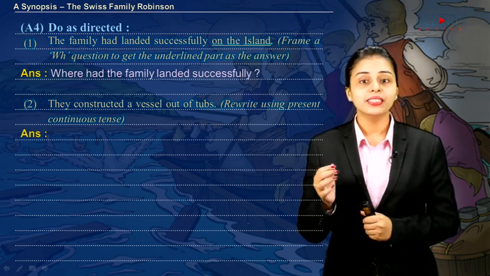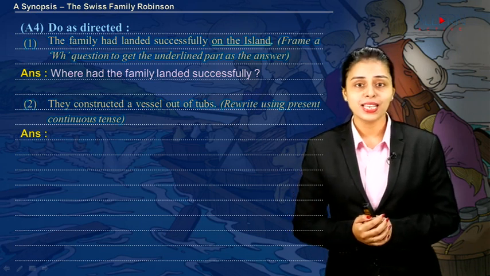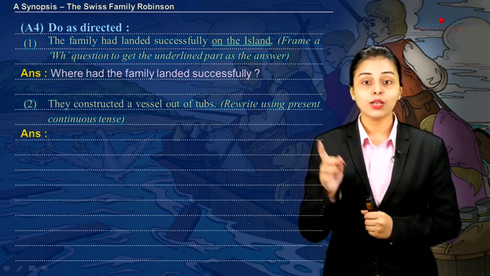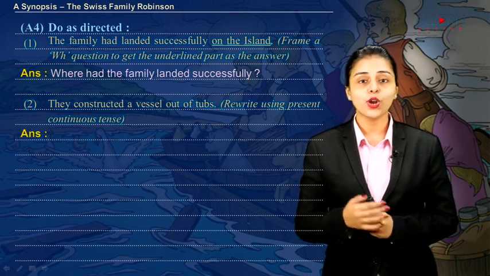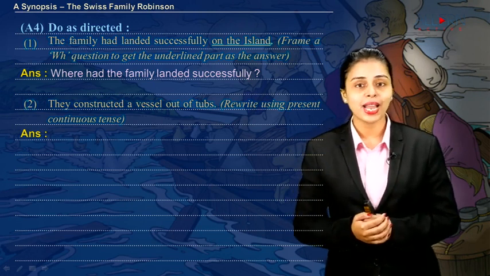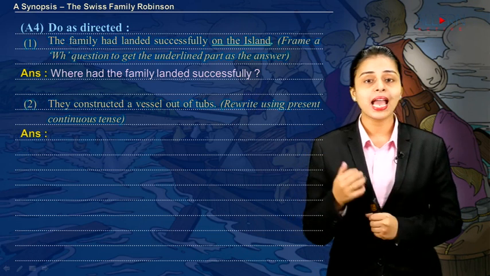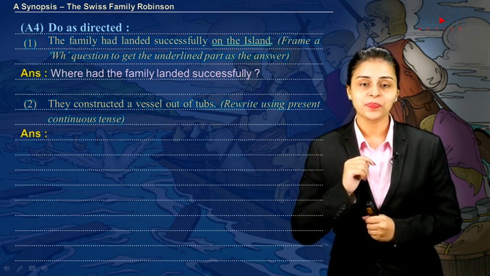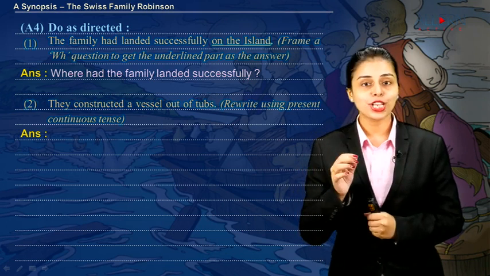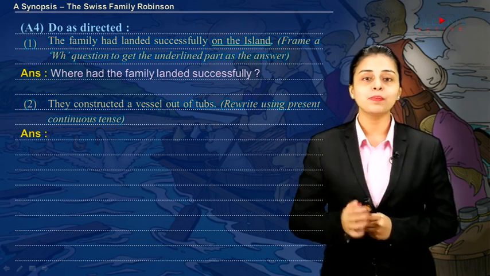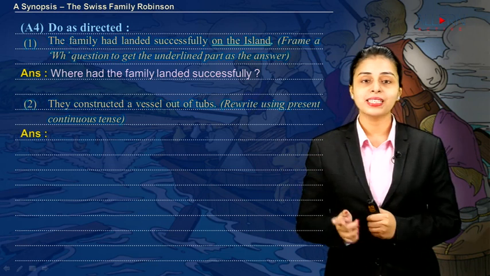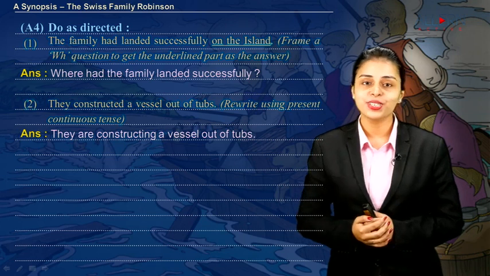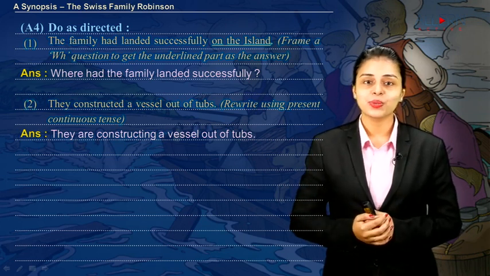The next one. They constructed a vessel out of tubs. Here we have to rewrite the sentence using the present continuous tense. Now the question is in the simple past tense. In order to change it to present continuous tense, we have to add a helping verb or an auxiliary verb, am, is, or are. Now over here I'll be selecting are because of the subject they. And the second thing that you have to do is to change the action word into its present participle form or the ing form, that is constructing. So therefore our answer is they are constructing vessels out of tubs. Now moving ahead to the next question.